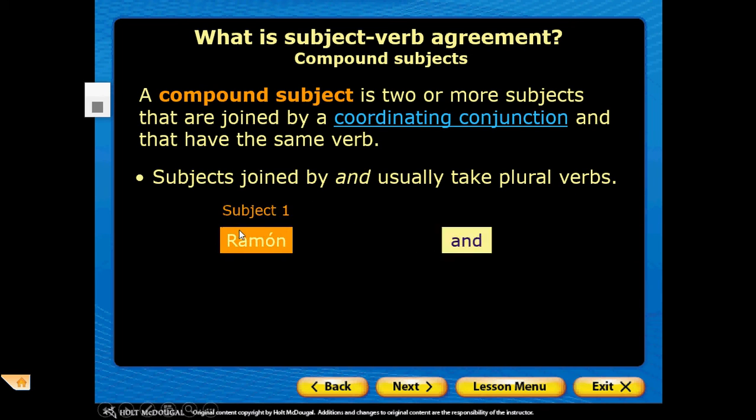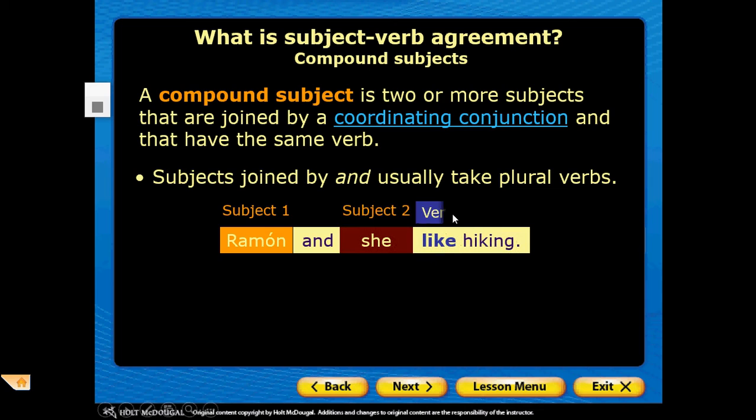Let's look at this example. Subjects joined by and usually take plural verbs. So because we're talking about both subjects, that's why we said Mr. Anthony and I are doing a class now, because we both are doing the same verb. But if I say Mr. Anthony or I, it's different.